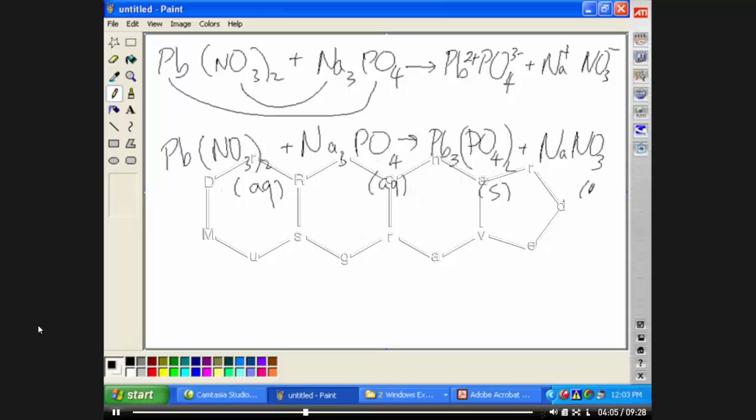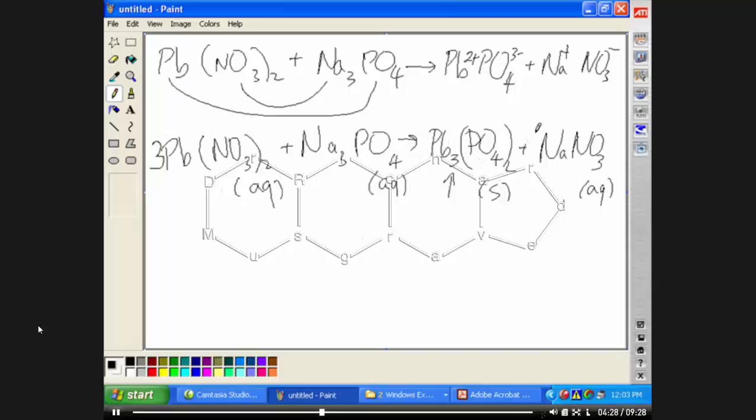Well, we're not done yet. We still need to figure out how to balance this reaction, and I think the best thing to do in this one is to look at the leads first. So we'll go for Pb3, so we'll put a 3 in front of here, that balances out the leads. But look how many nitrates we've got. We've got 3 times 2, that's 6 nitrates there.